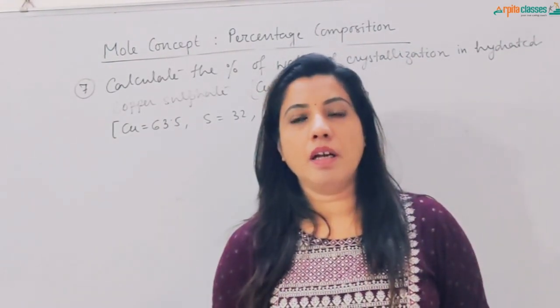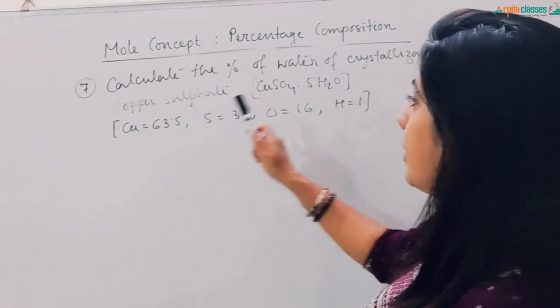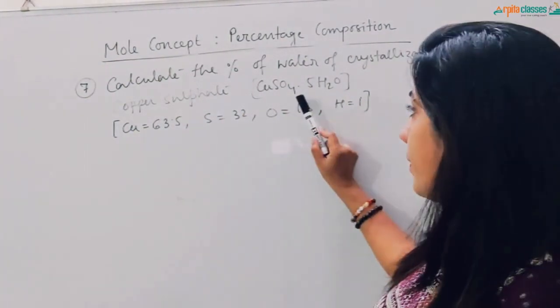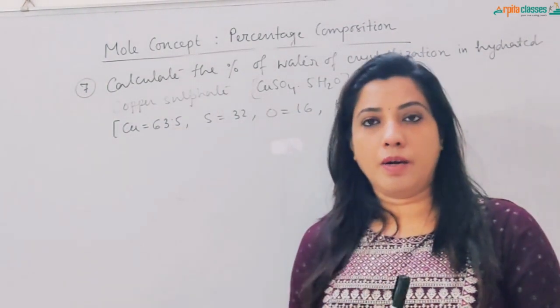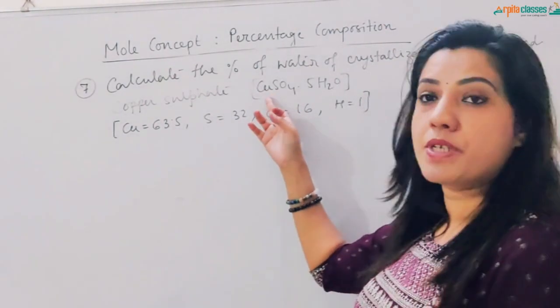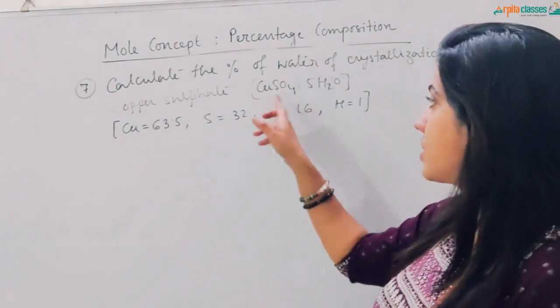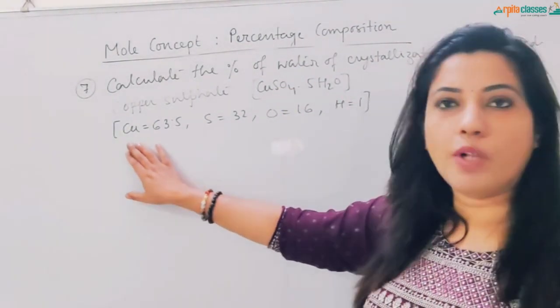Question number 7 in front of you. Calculate the percentage of water of crystallization in hydrated copper sulfate. They have also given the formula for hydrated copper sulfate. We already know copper sulfate contains 5 molecules of water of crystallization, which is also called copper sulfate pentahydrate, or hydrated copper sulfate. They have given the atomic weights of all the elements.